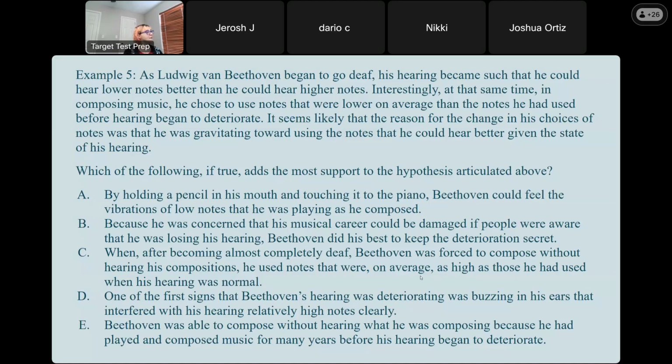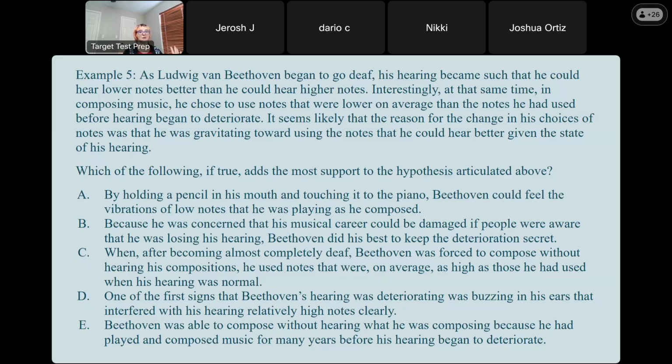C, when, after becoming almost completely deaf, Beethoven was forced to compose without hearing his compositions, he used notes that were on average as high as those he had used when his hearing was normal. So Beethoven is composing with a typical range of notes, and then he starts losing his hearing and he has half hearing, or however it works. And so because he has partially lost his hearing, he can hear a different range of notes better than another range of notes. His hearing is no longer level. He starts favoring the notes that he can hear better.